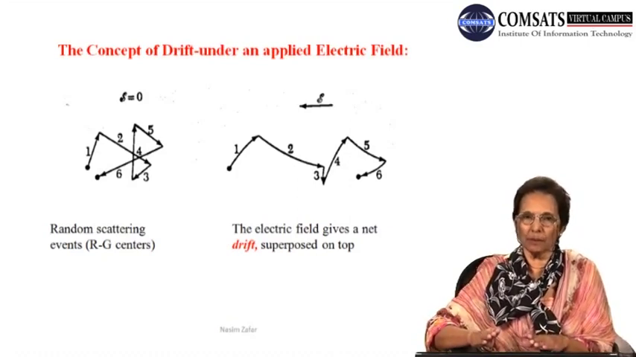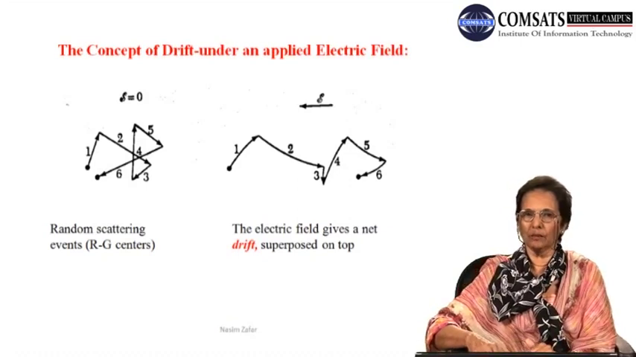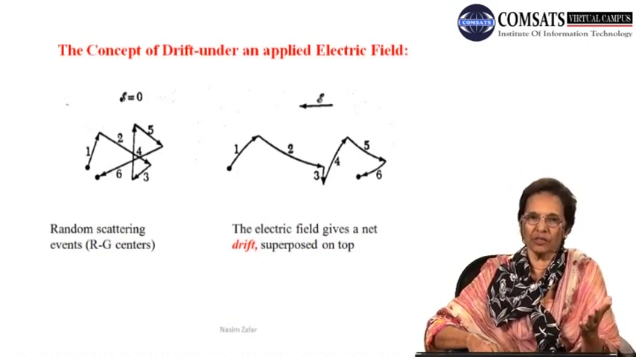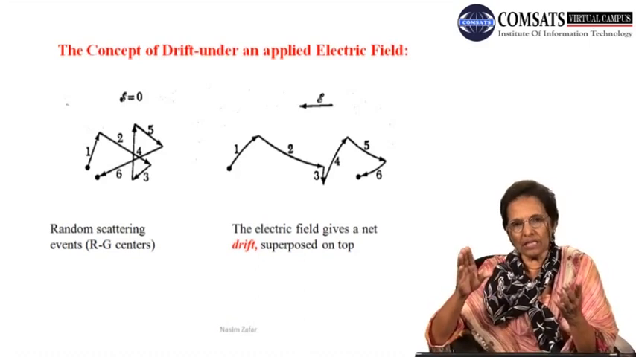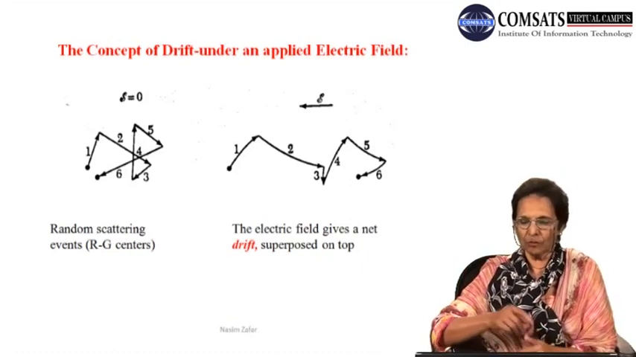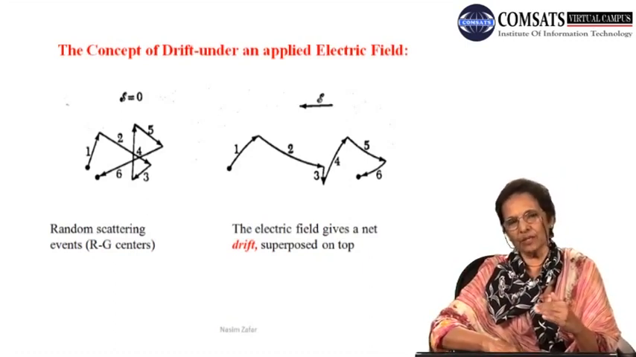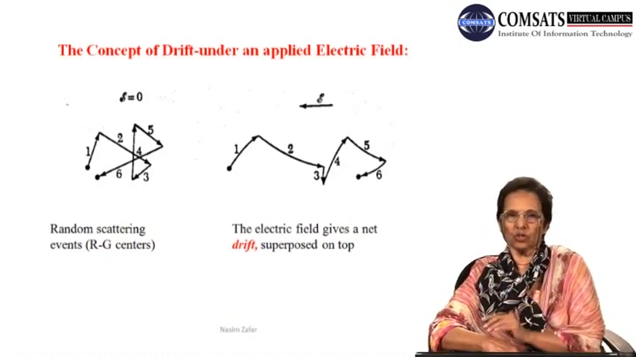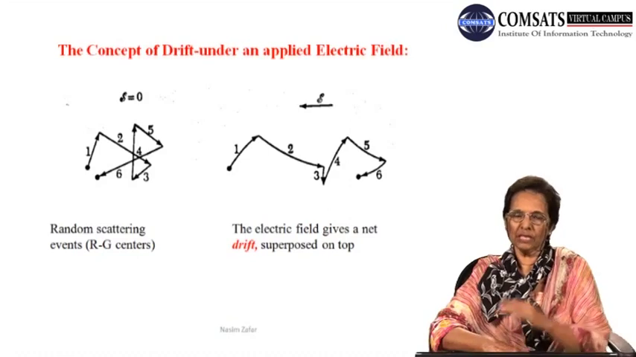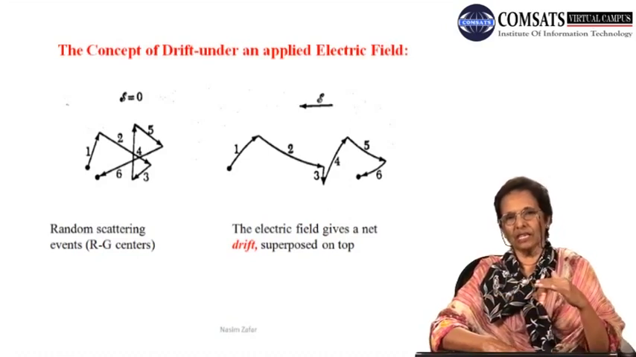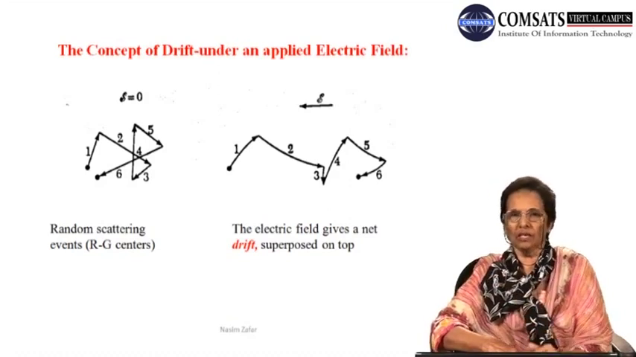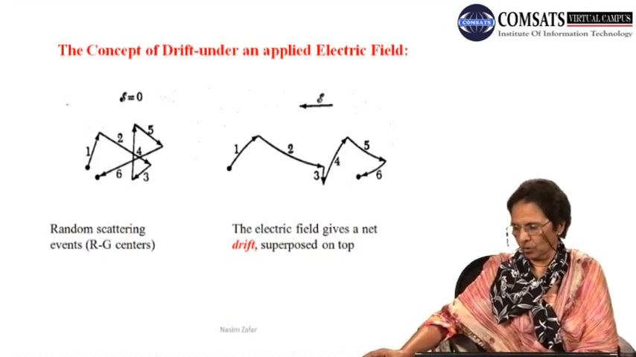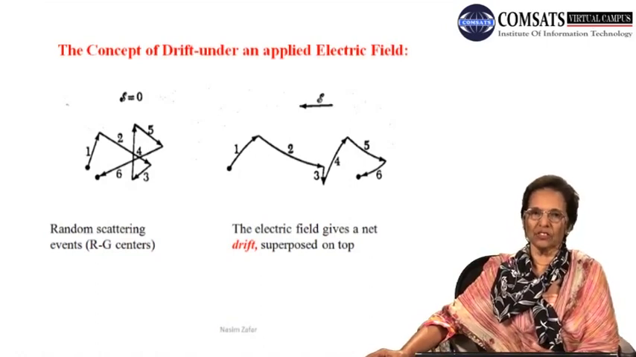Now the field has been applied. Mind you, the thermal motion or the thermal velocity is still there because you have not changed the temperature. The temperature of silicon is still 300. Only on top of that you have applied an electric field. So now you can see that the motion in the presence of the applied electric field is superimposed on top of the random nature of the thermal motion, and the net result is that the electron now tries to move following the electric field, following the laws of Newtonian mechanics. So this is what I tried to explain in this transparency.